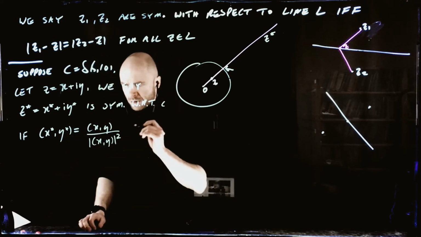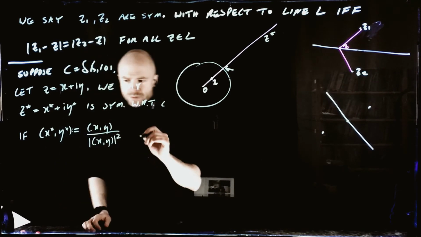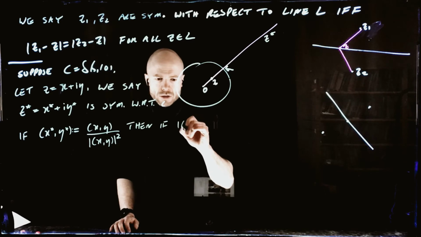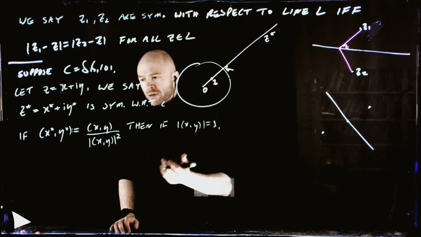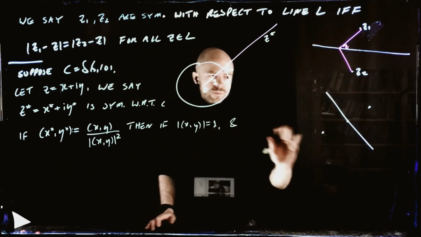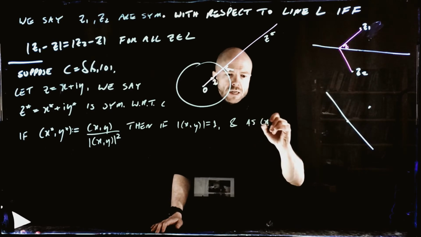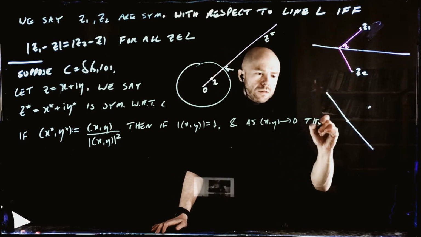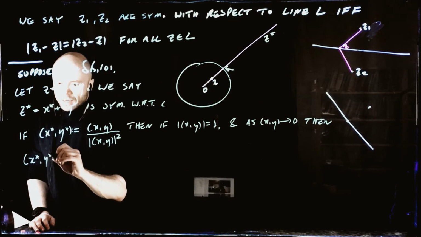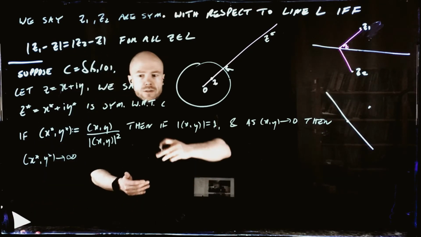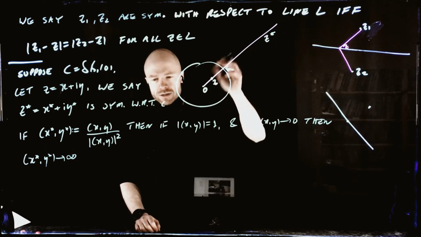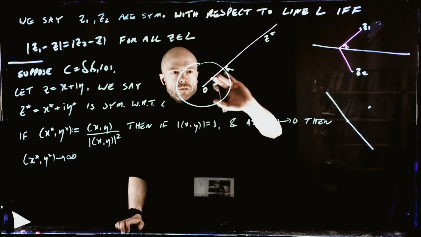Because if we do this, so this is a definition, then if mod xy equals 1, in other words, we live on the circle, then nothing happens, right? Then nothing happens. Yeah? And as xy tends to 0, then x star, y star tends to infinity. Yeah, and it's on the same line, right? It's on the same ray from 0 to infinity as xy itself. Yeah, so let's replace this with xy.